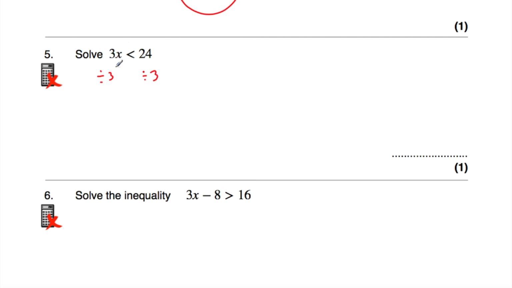On the left hand side, we're dividing by 3 to get rid of the multiply by 3, so we're just going to be left with x. Then we've got less than, and 24 divided by 3 is 8. So if 3x is less than 24, x is less than 8, and that's it. So x is less than 8. You solve inequalities like this in the same way that you solve an equation.